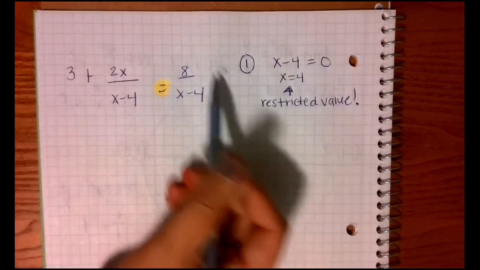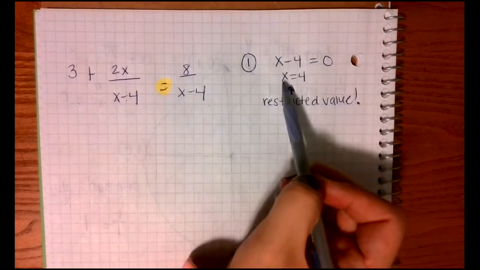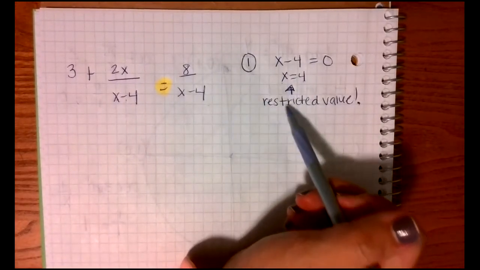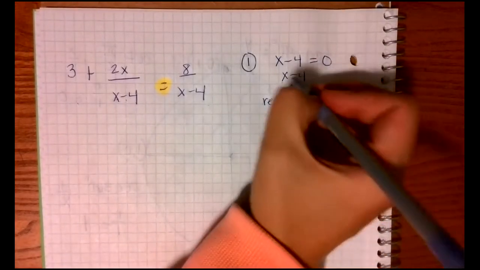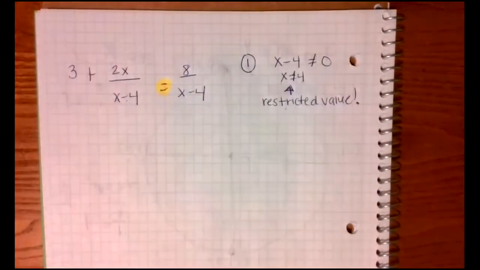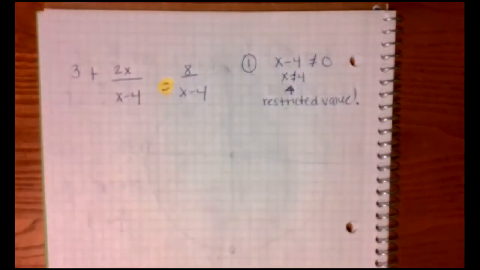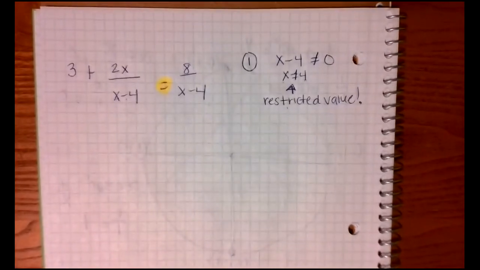That just means if we were to solve and we were to get x equals 4 as our solution, it's restricted. It can't be 4. Remember, restricted values really mean that x cannot be 4. So if we solve and get 4 as our answer, then the problem would actually be no solution.